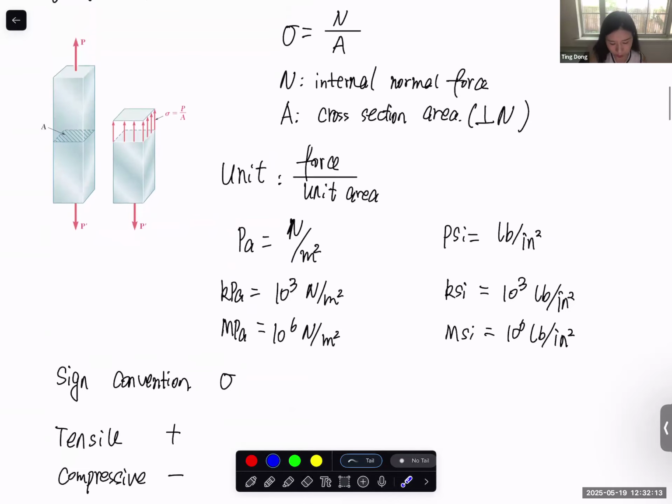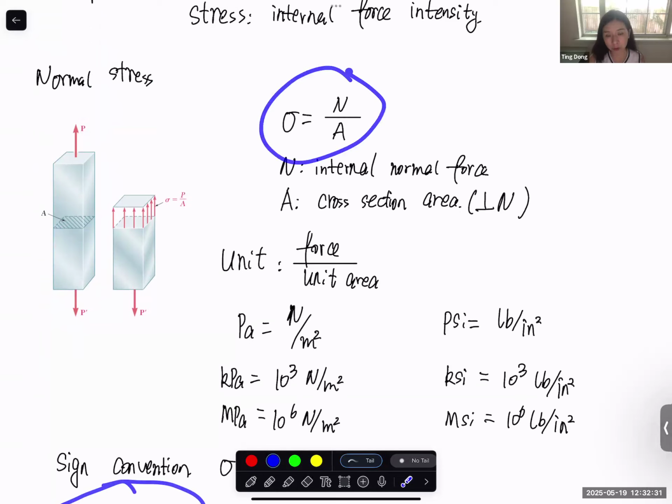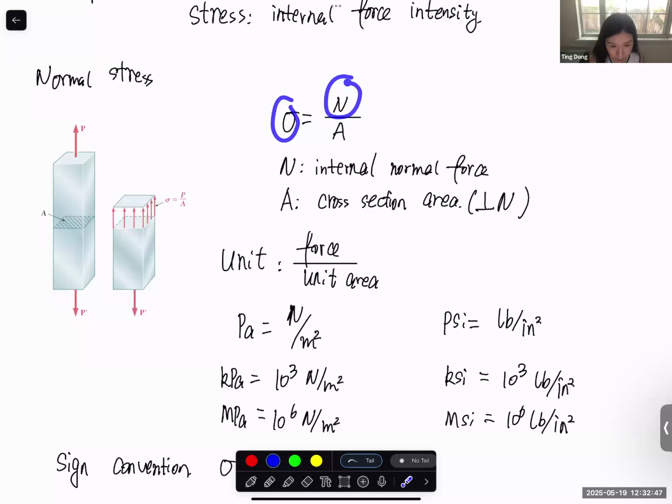Sign conventions. The one shown here is tension, and of course we can do compression also. No matter whether it's internal force or stress, the sign convention is the same. Whenever you see tensile, it should be positive. Whenever you see a negative value, it should be compressive. Back to this equation, A is just a constant, always a positive constant. So the sign of the stress and the sign of the internal force should always be the same.